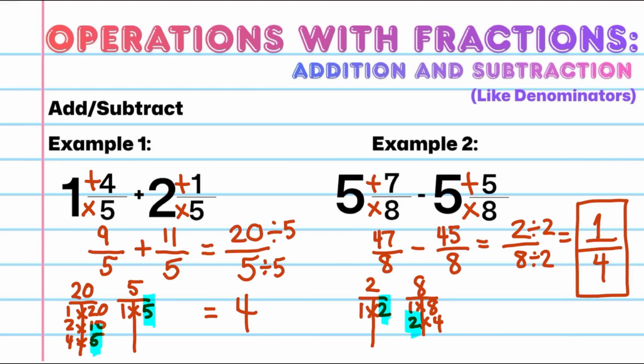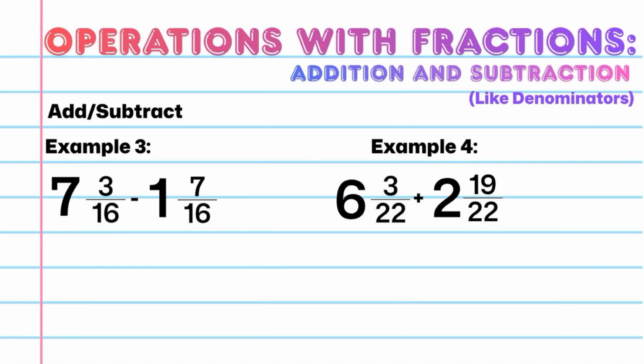Let's look at example 3. We have 7 3/16 minus 1 7/16. So I'm going to do the same thing. I'm going to multiply 7 times 16, and I'm going to add 3. I'm going to multiply 1 times 16 and add 7. Well, what is 7 times 16? That's 112. 112 plus 3 is 115. I'm keeping my denominator the same. Minus 1 times 16 is 16. 16 plus 7 is 23. So I have 23 over 16.